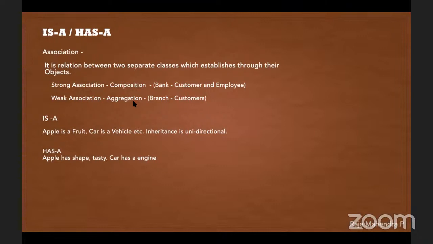Coming to the is-a relationship and has-a relationship. The is-a relationship is nothing but inheritance, which is unidirectional. So apple is a fruit, car is a vehicle, man is a person, student is also a person. These all talk about the is-a relationship. The has-a relationship talks about properties. The apple has shape and taste, the car has an engine, TV has a brand name, TV has a resolution, TV has a color, which is all something we can call a has-a relationship.